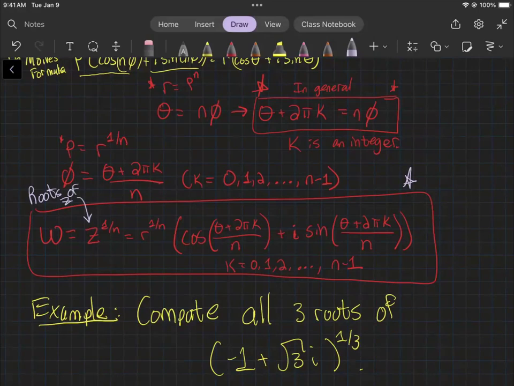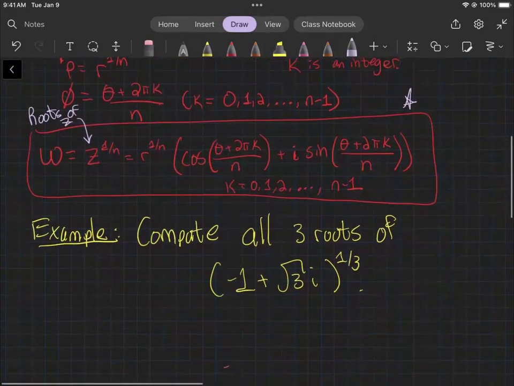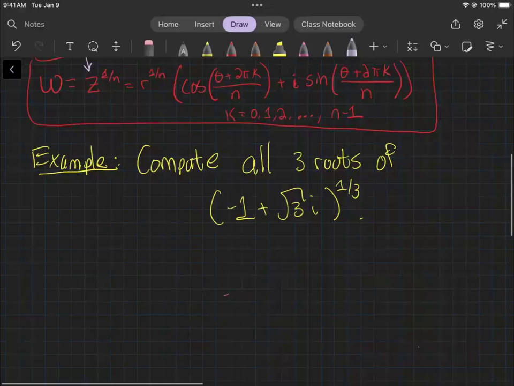The roots of Z would be r raised to the 1 over n times cosine of theta plus 2 pi k over n plus i times sine of theta plus 2 pi k over n, where k ranges from 0, 1, 2, on up to n minus 1. If k equals n, we get the same exact root as we started with at k equals 0.